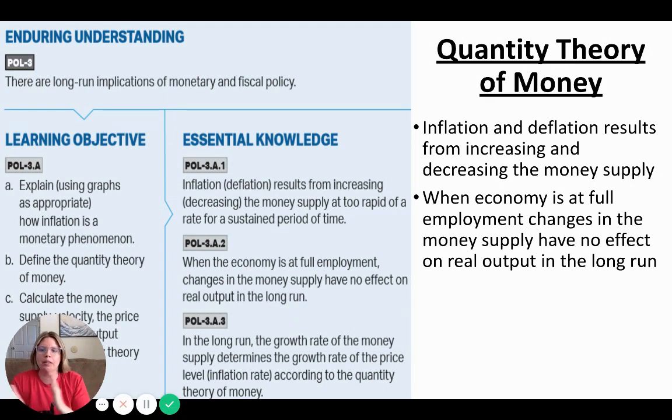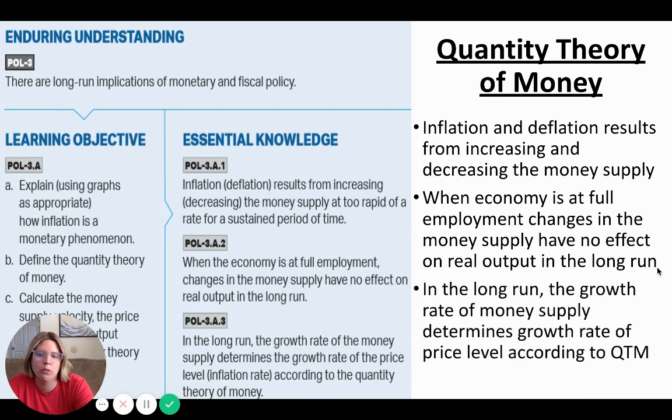So changing the money supply should be a short-term solution to try to fix some problem in the short run, but it shouldn't be a goal for trying to grow the economy. You're not going to grow the economy by just constantly increasing the money supply. All that's going to happen, according to this quantity theory of money, is we're just going to see higher price level. So in the long run, the growth rate of the money supply determines the growth rate of the price level according to the QTM or quantity theory of money.